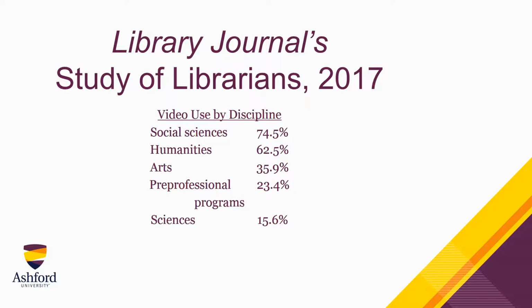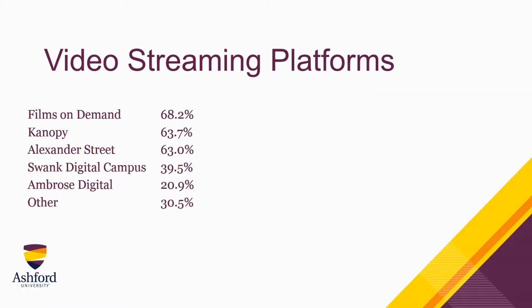Students in the social sciences and humanities utilize video the most, while students in the sciences depend on it the least. The majority of libraries, 48%, provide streaming video in collections hosted by vendors such as Films on Demand. An article in Library Journal by Jennifer Dixon in 2017 tracks the most popular video streaming platforms used with Films on Demand, Canopy, and Alexander Street as the top vendors.